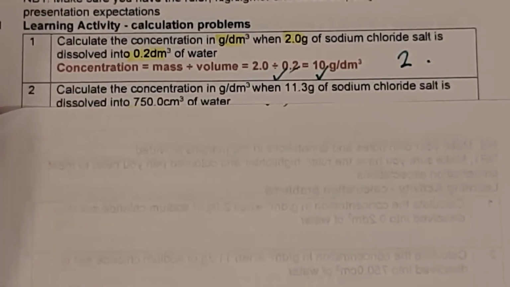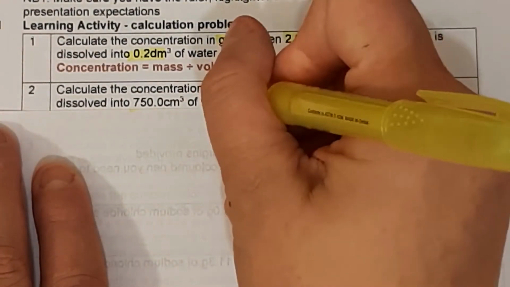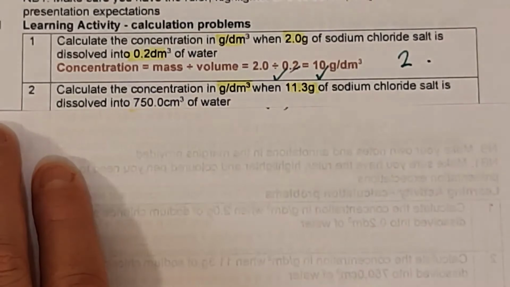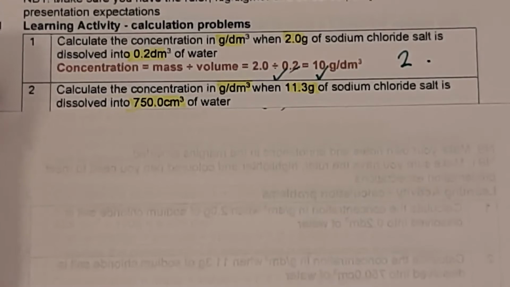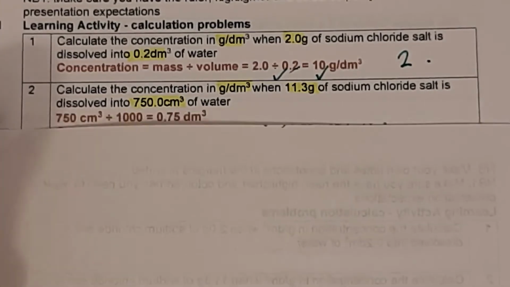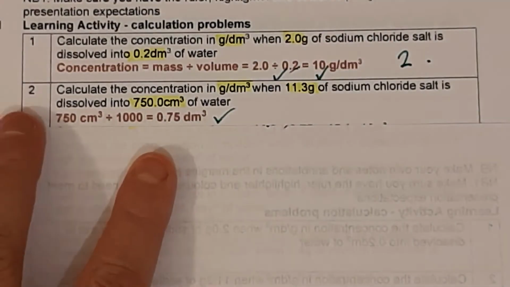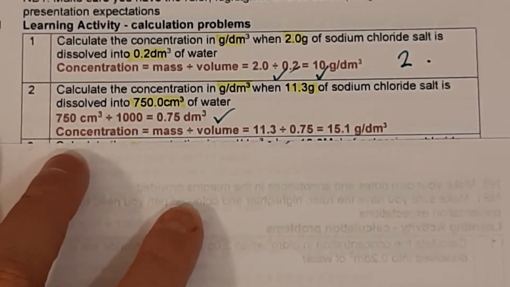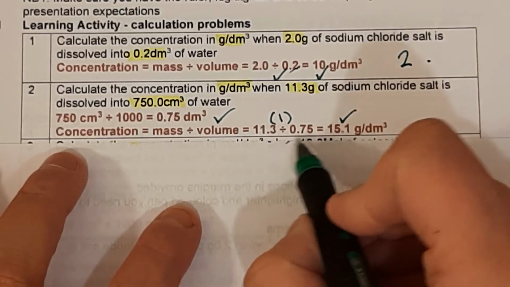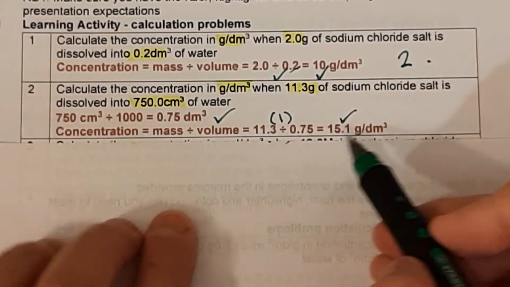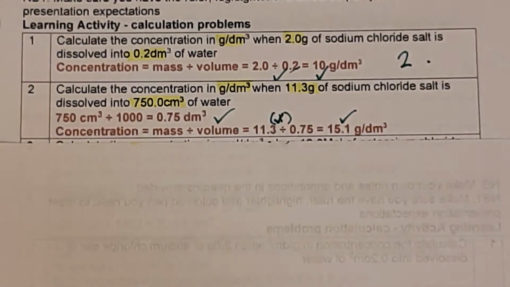Question 2. Okay, so it's a similar question here, except this time, it still wants it in grams per decameter cubed. It gives you an amount in grams, mass in grams, but the units for the volume are now in centimetres cubed. So you will need to convert that. So 750 divided by 1,000 is 0.75 for the first mark. The next mark is given for the answer of 15.1. You can also get your first mark by writing 0.75 in your calculation to calculate the concentration. Okay, so this is a second way of getting that first mark. So this is also out of 2.